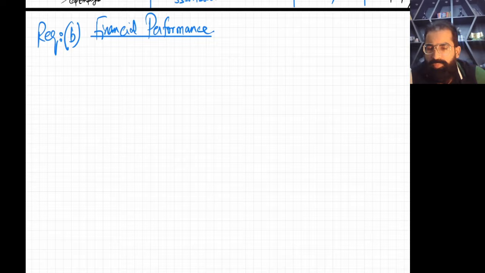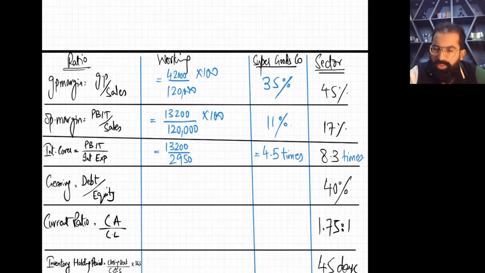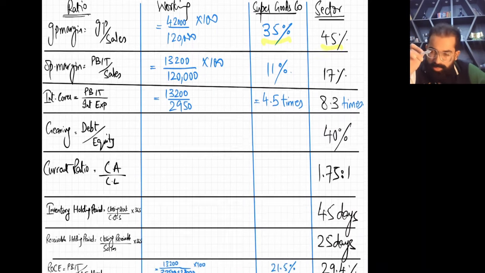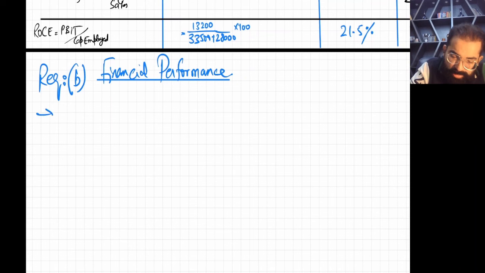Okay, so in financial performance, first you can see that your GP margin is 35%, but the industry average is 45%. So that means our GP margin is low as compared to the industry average. Now, what are the reasons? Just find out. I'm just going to write some hints, pointers. You have to pick the answer yourself. The first reason: GP margin is low, it's an indication that your selling prices are low.